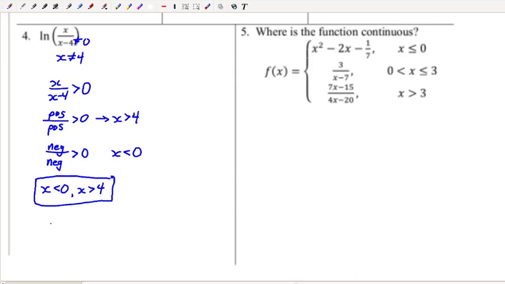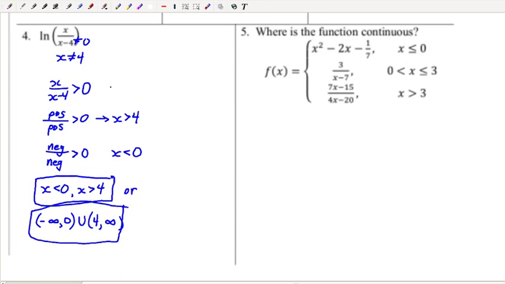Again, that's inequality notation. I can write this in interval notation to say from negative infinity up to 0, not including 0, union from 4 to infinity. That would be my second possibility.